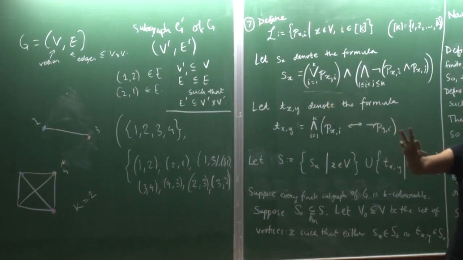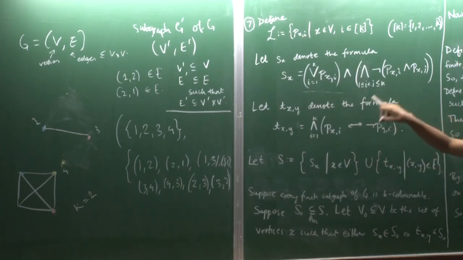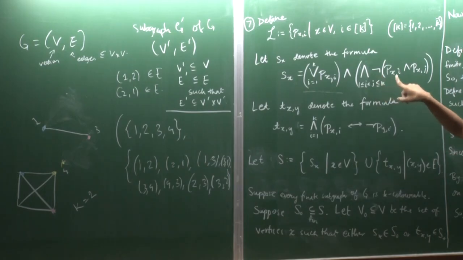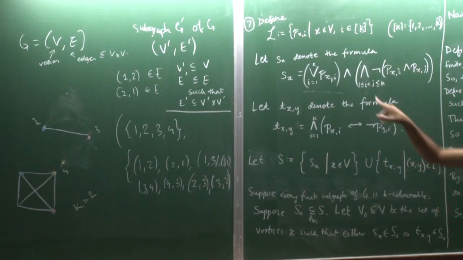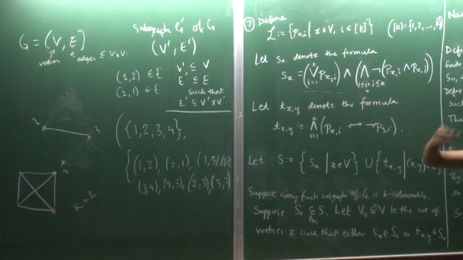That's the first part that's done. The second part should tell you that a vertex doesn't receive more than one color, which is exactly what the second thing is doing: for each i less than j, where i and j are colors, it does not happen that both P_x,i and P_x,j are true. So the vertex doesn't receive both the color i and the color j. Right, so S_x intuitively should denote the formula that each vertex gets exactly one color. Any questions?